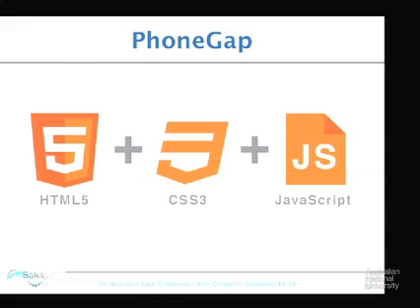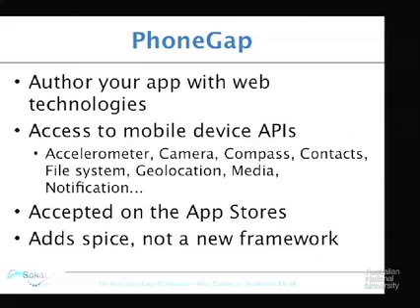So PhoneGap: HTML5, CSS3 and JavaScript. That's all you need to create an actual application. You can author your app with those technologies, and PhoneGap is just a JavaScript library. If you inject that in, you can get access to all of the native device APIs: accelerometer, camera, compass, contacts, file system, geolocation, media, notification, lots more stuff.